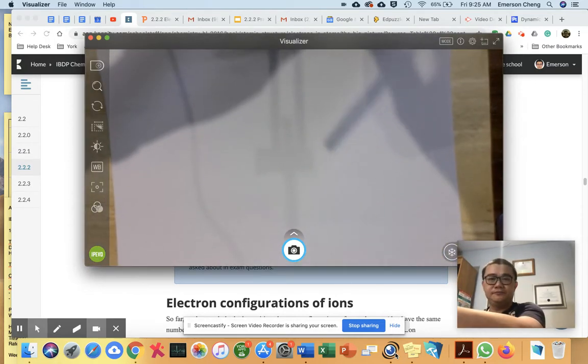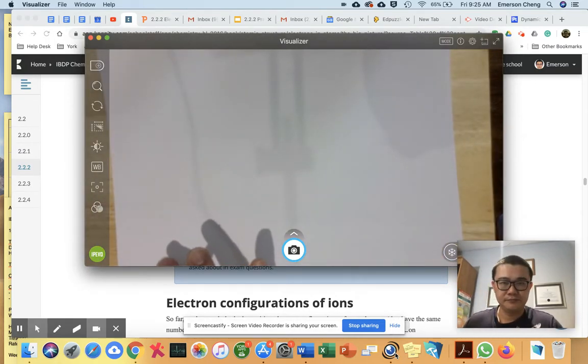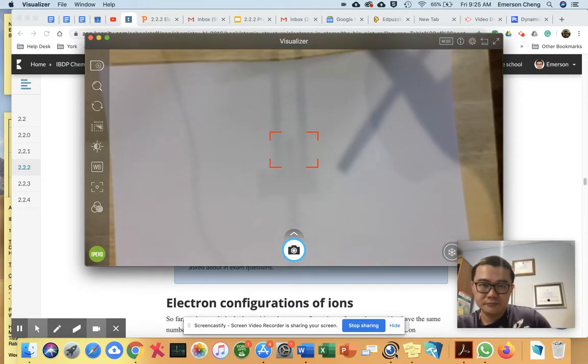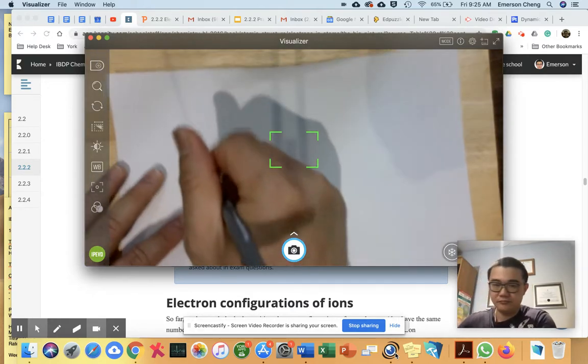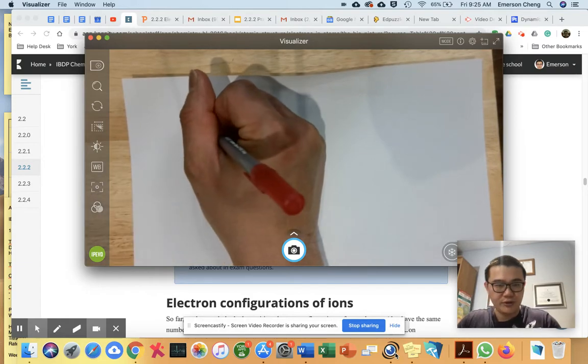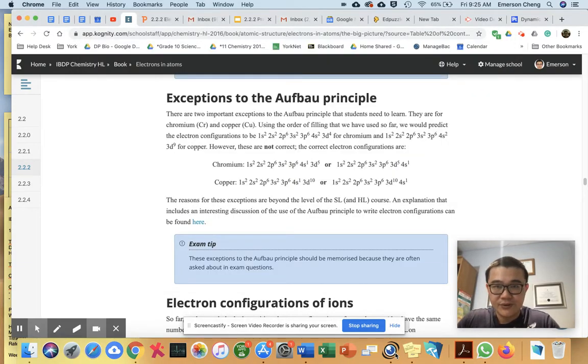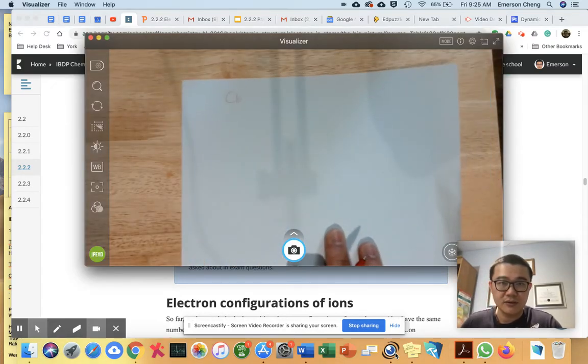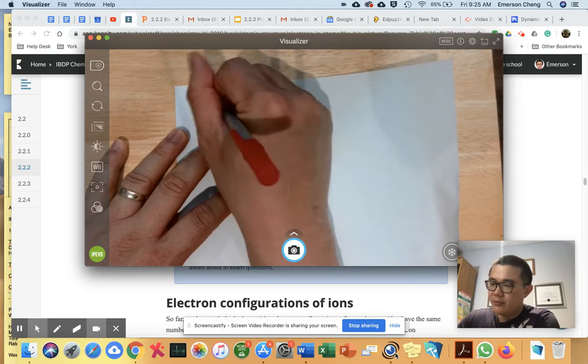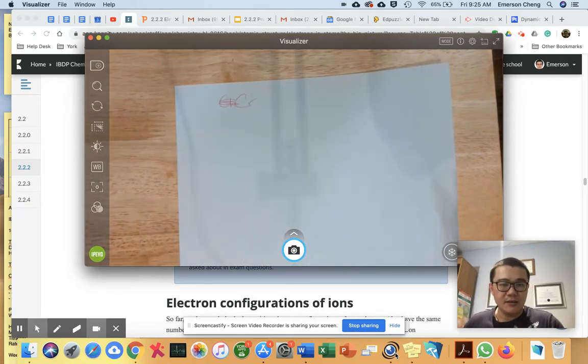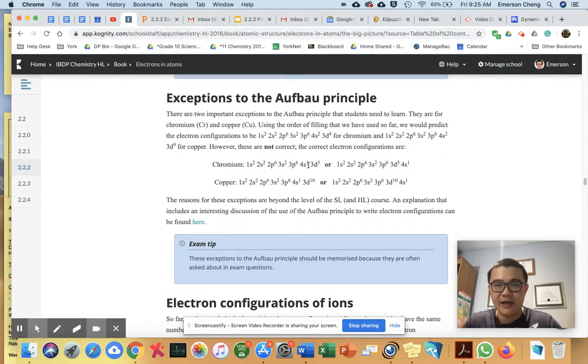Awesome. So let's see, I'm just going to draw something. Let's do it like this, okay? Chromium, Cr. Now I'm just going to focus on the 4s 3d part. The other part is just like the argon, so I'm just going to ignore that part.